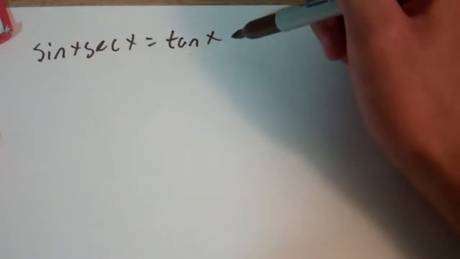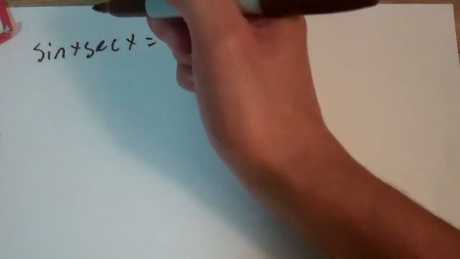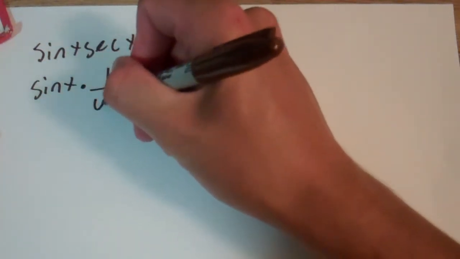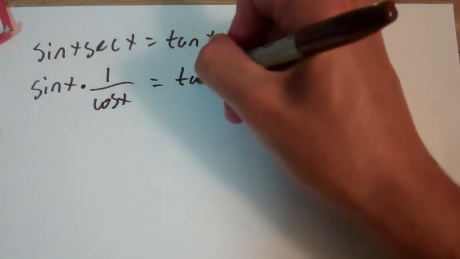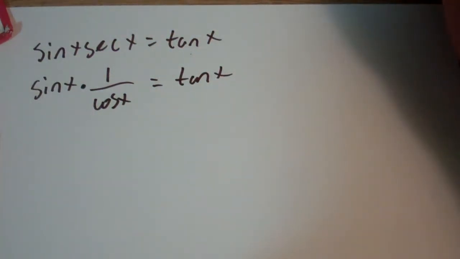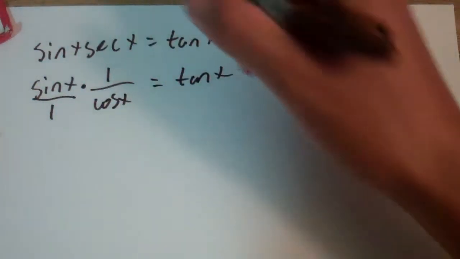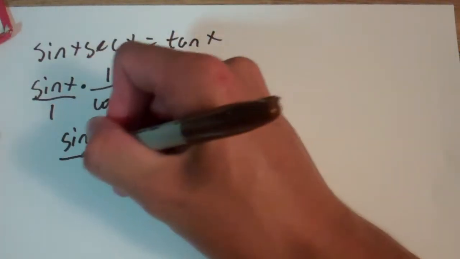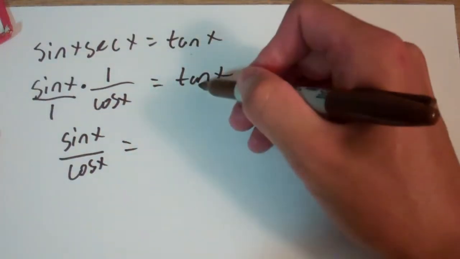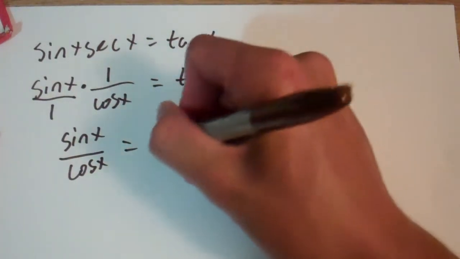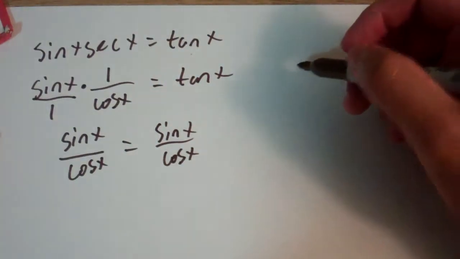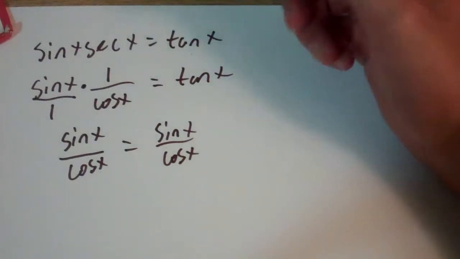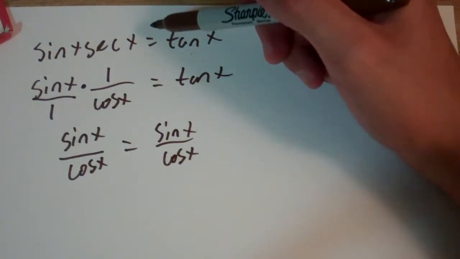I can take either side. Let's do this side right here. So I have sine x times 1 over cosine x is equal to tangent x. So that's a pretty simple one, right? Because now we can say, well, this is the same thing as sine x over 1 times 1 over cosine x, which is the same thing as sine x over cosine x, and tangent x is the same thing as sine x over cosine x. So tangent x is equal to tangent x. So that looks good, right? So at first it looks a little complicated. You know, the more you try, the better you'll do, really.